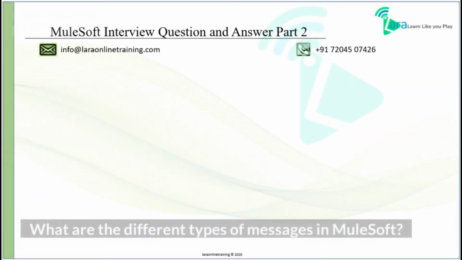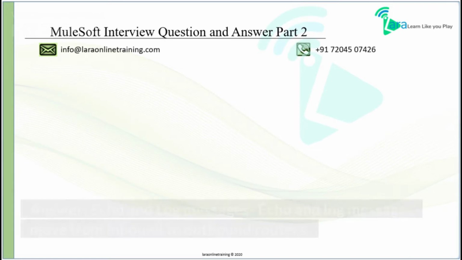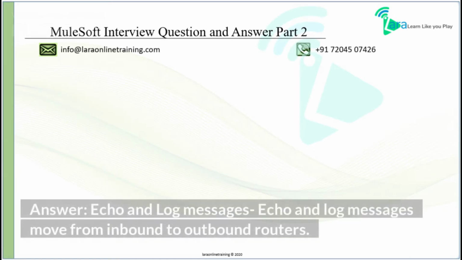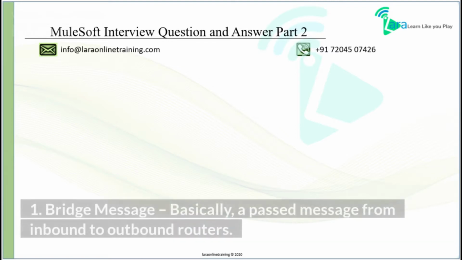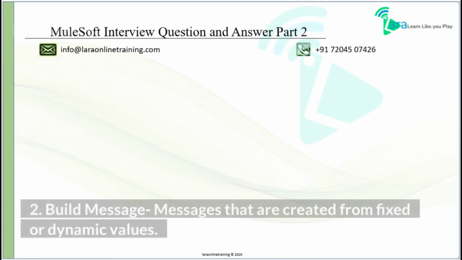What are the different types of messages in MuleSoft? Answer. Echo and log messages. Echo and log messages move from inbound to outbound routers. 1. Bridge message, basically, a passed message from inbound to outbound routers. 2. Build message, messages that are created from fixed or dynamic values.